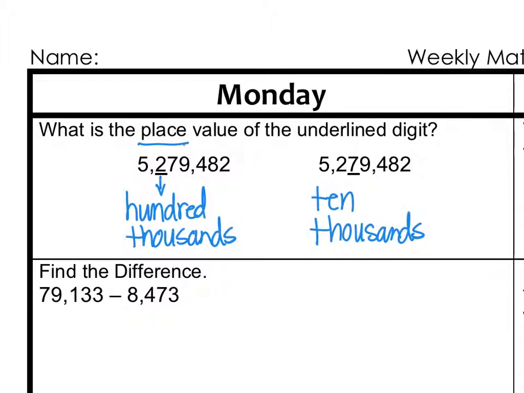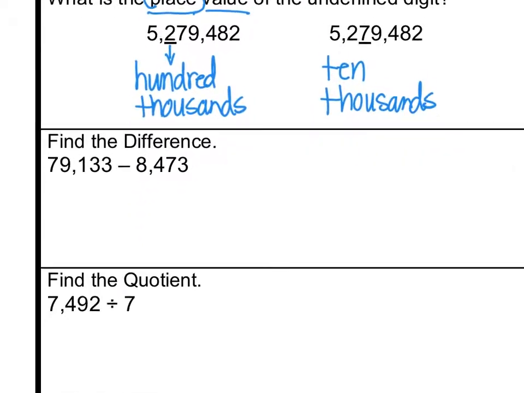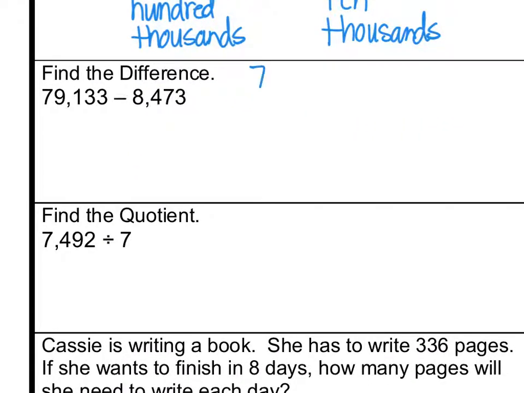Now remember, if we didn't have the word place and it just said value, we would give the numerical value of that digit instead. Okay, find the difference. When you need to find the difference, that always means subtract. Even if you're reasoning through a word problem and you know you need to find the difference, that tells you you need to subtract. 3 minus 3 is 0.